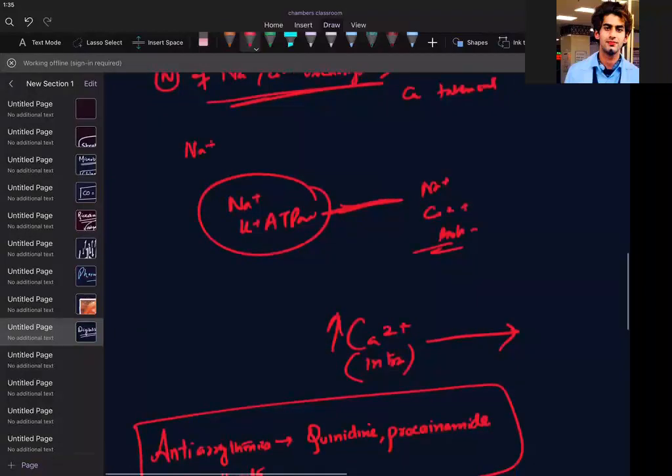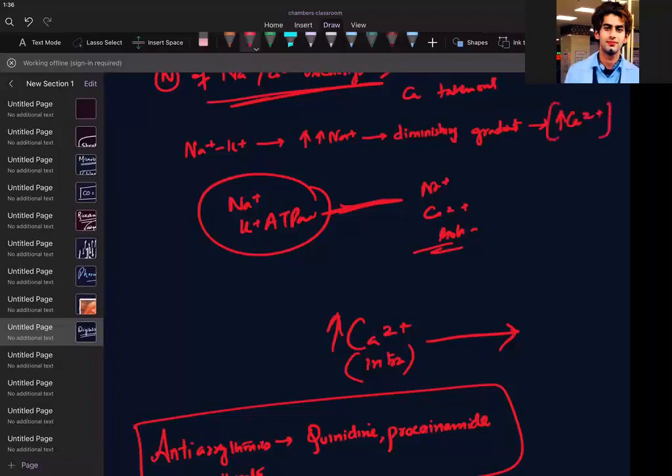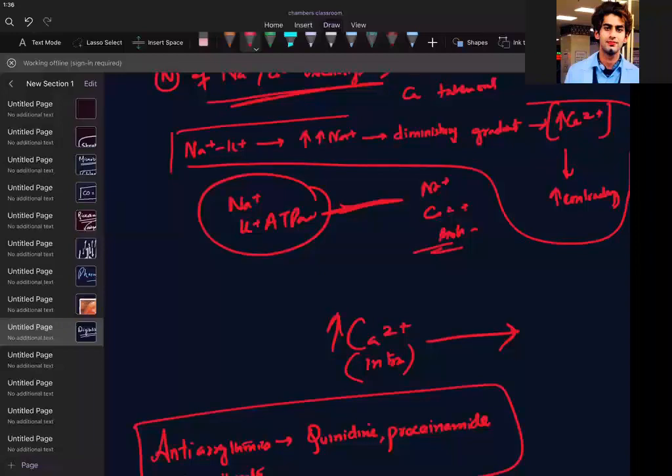Sodium potassium ATPase, you have inhibited. Then you are increasing the intracellular sodium. You are diminishing the gradient. You are decreasing the gradient. And then you are increasing the calcium levels. I can write like this: intracellular calcium levels are increasing. That will cause an increase in contractility. This is how you can understand. Simple, one line. Change your life.